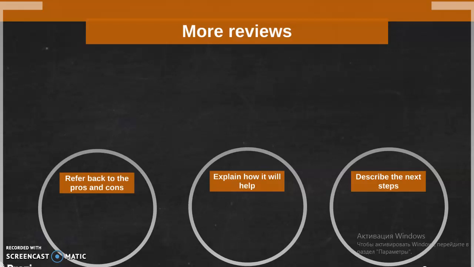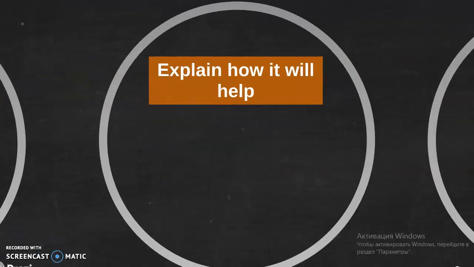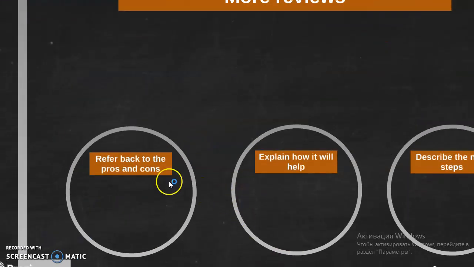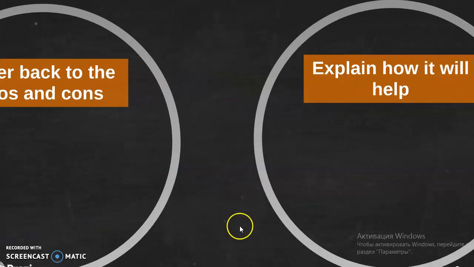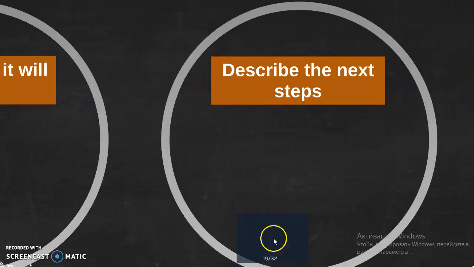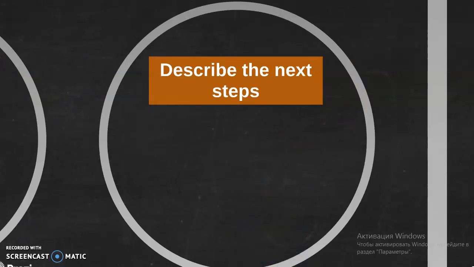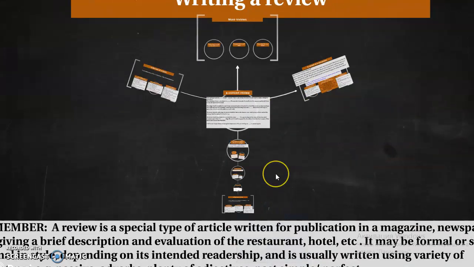So, more reviews. At first you have to refer back to the pros and cons, then you have to explain how it will help and describe the next steps. These are the home tasks for you. Please do them. Do not miss the deadline. Refer back to the pros and cons. Then explain how it helps and describe the next steps. These are your home tasks. Please do all the home tasks on time. Do not miss the deadlines.